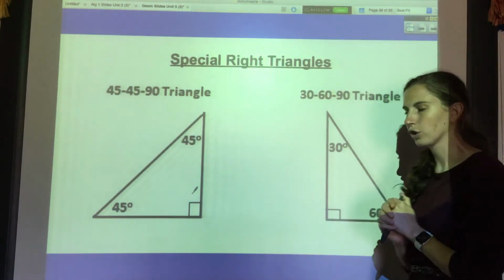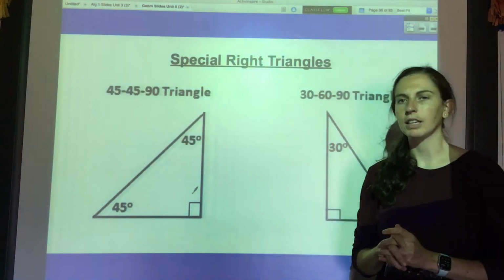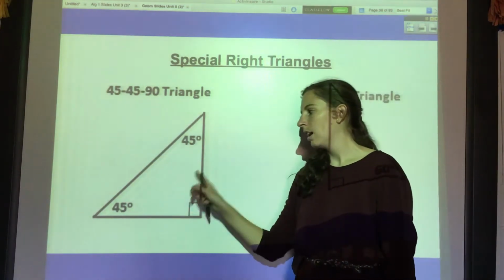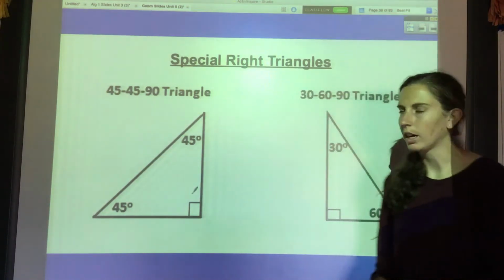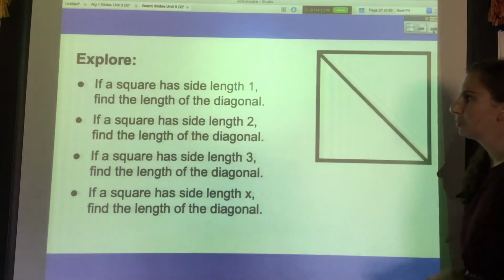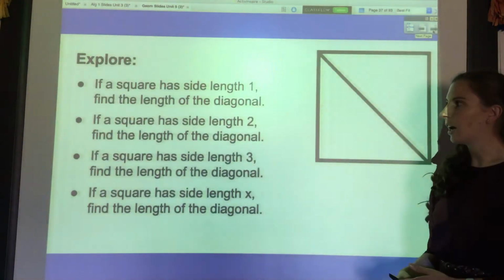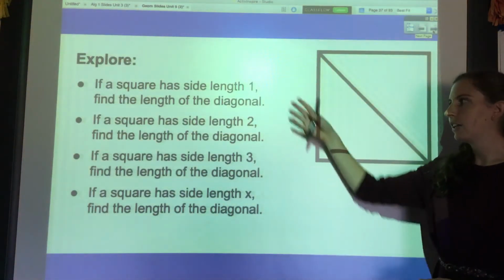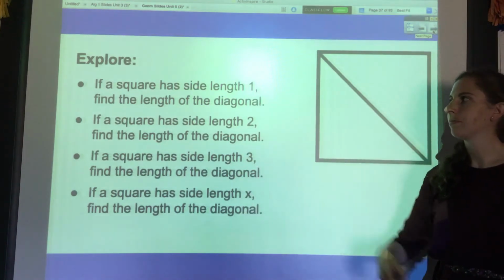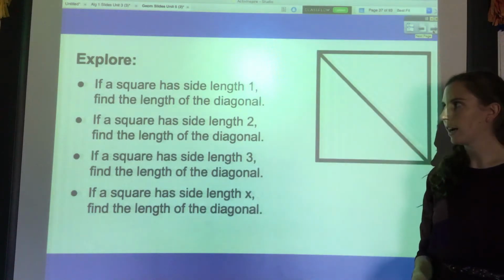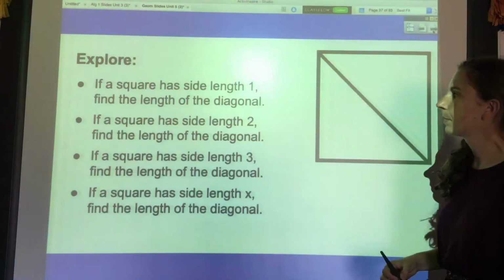You can always use trig or sometimes even the Pythagorean theorem to solve for these sides, but these are just kind of some shortcuts. Before we get going today, go ahead and pause the video and try these. Okay, so hopefully you've tried them. I'm going to work through them here.